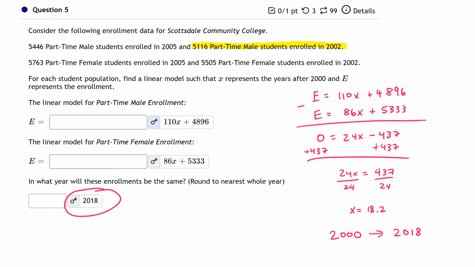So that's where this answer is coming from. That is when the enrollments will be the same. And that concludes this question.